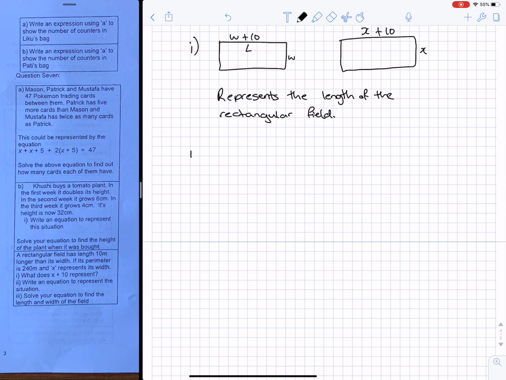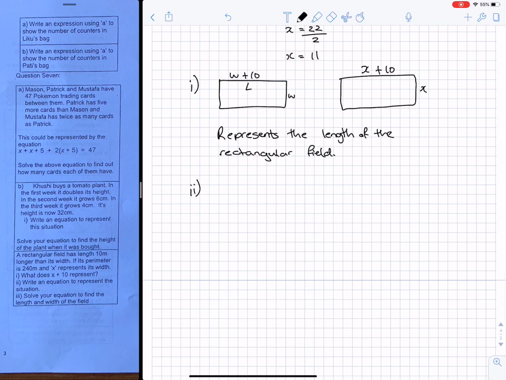Number 2, write an equation to represent the situation. If it's talking about the perimeter, let me draw this all out. So you've got x plus x plus x plus 10 plus x plus 10, and they said all of it equals 240 meters. Okay, so that's the equation.